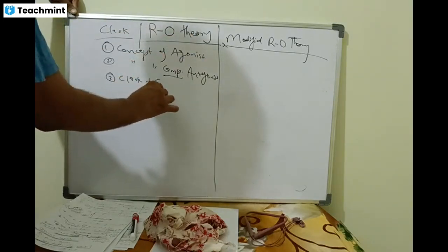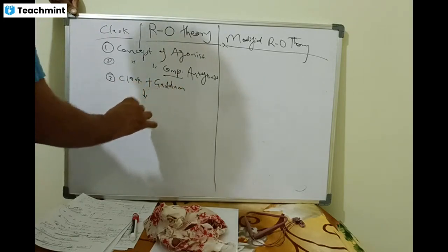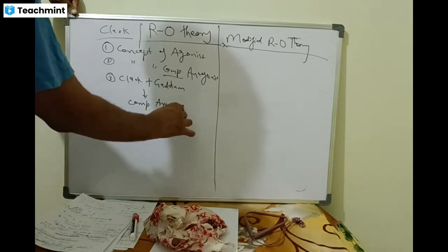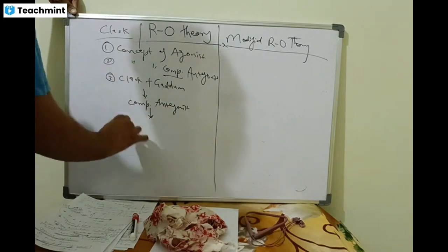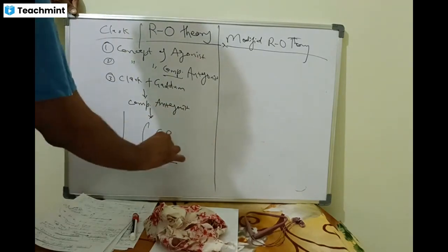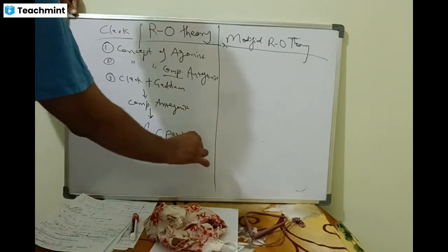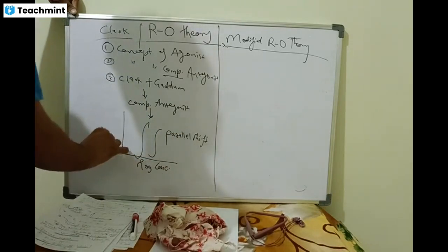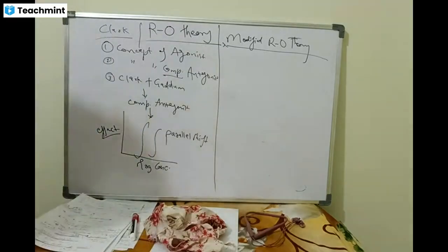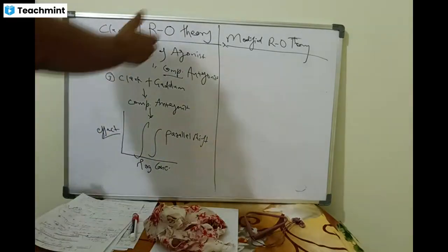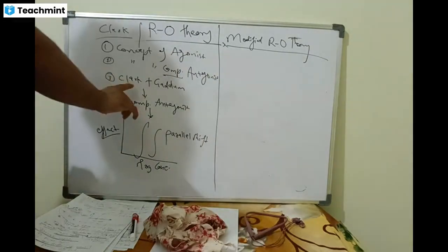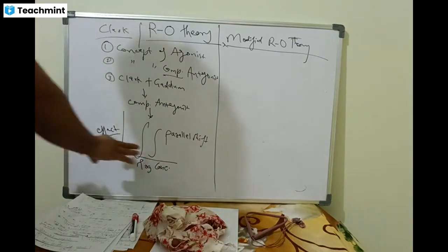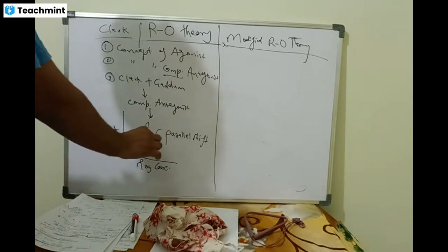Clark and Gaddum introduced the concept of competitive antagonist, and they described this parallel shift. They described the parallel shift of the log concentration versus effect curve. The agonist, competitive antagonist, and Clark, along with Gaddum, explain competitive antagonist in the log concentration versus effect curve and the parallel shift of the curve.